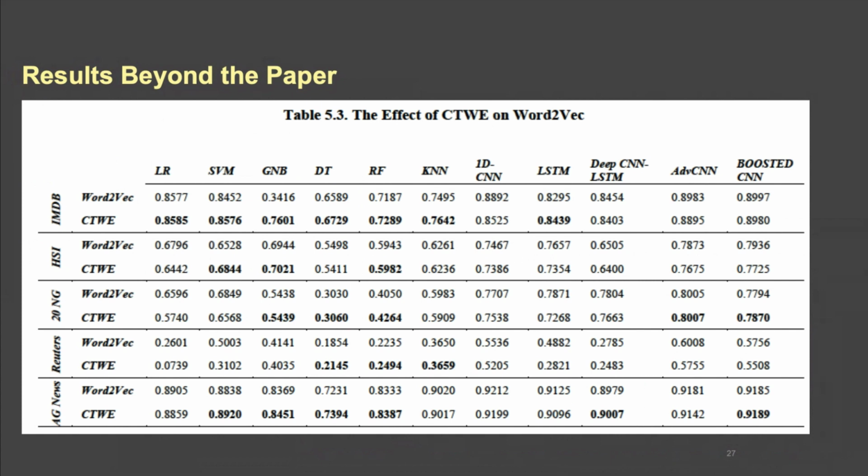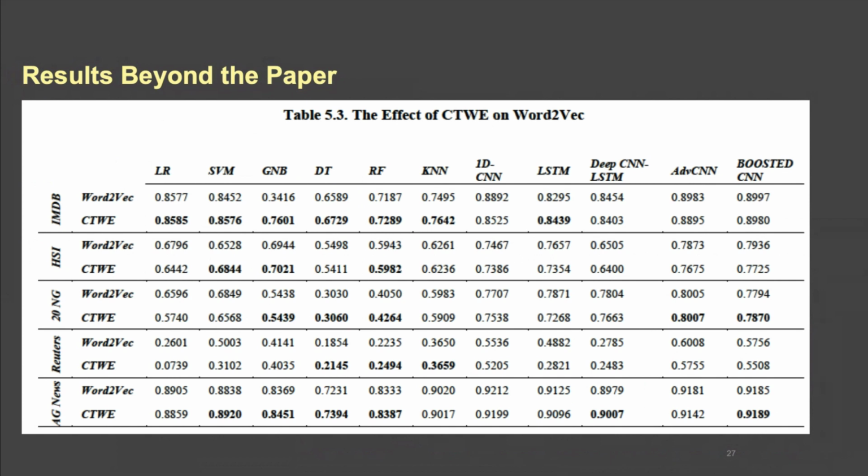And on the other datasets like 20 News Group, Reuters, and AG News, you can see that some of the other classifiers show improvement. For the AG News, only these two classifiers which I highlighted show it. Then it shows that this approach works better with traditional approaches in comparison to deep learning approaches.